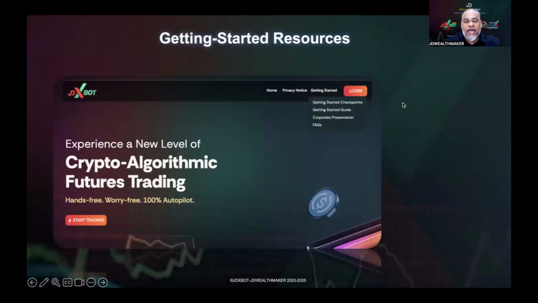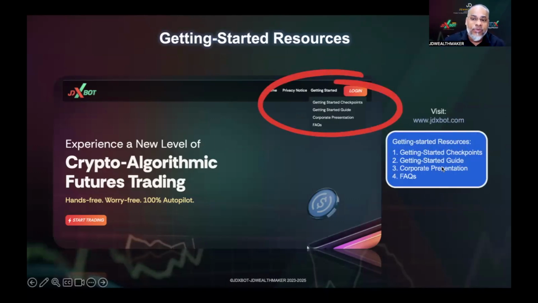Now, I know that some of you will be thinking, wow, this is a lot of process that is involved. Don't worry. If you log in to our website, jdexpert.com, and you go to the top right corner, you will see Getting Started. All that you need is the Getting Started checklist. There are 13 points, and you have to go through each of the points.